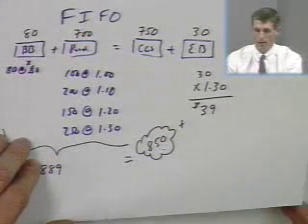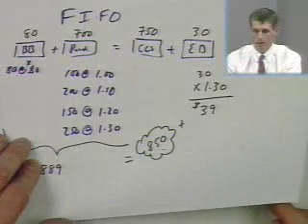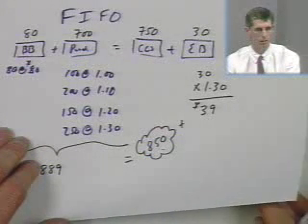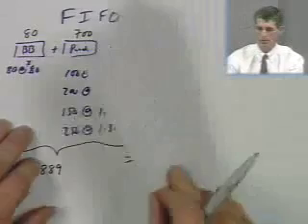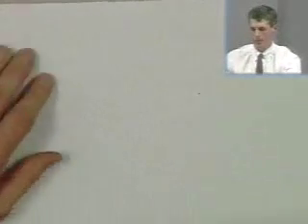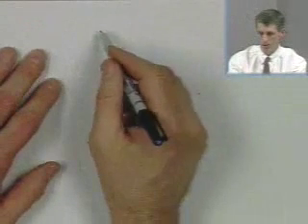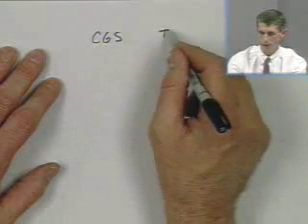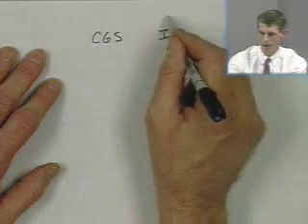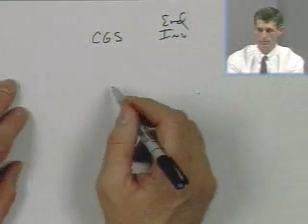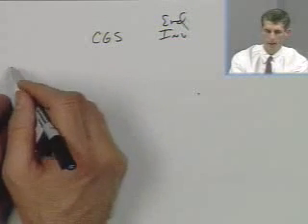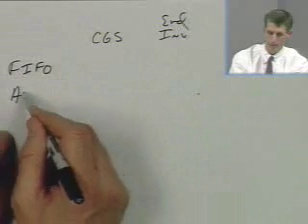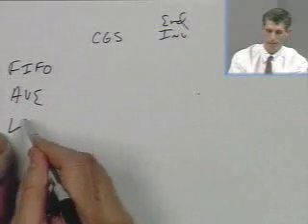Okay. Let's make a little chart of what we've learned so far. Let's go with cost of goods sold and ending inventory. And we have FIFO, we have average, and we have LIFO.